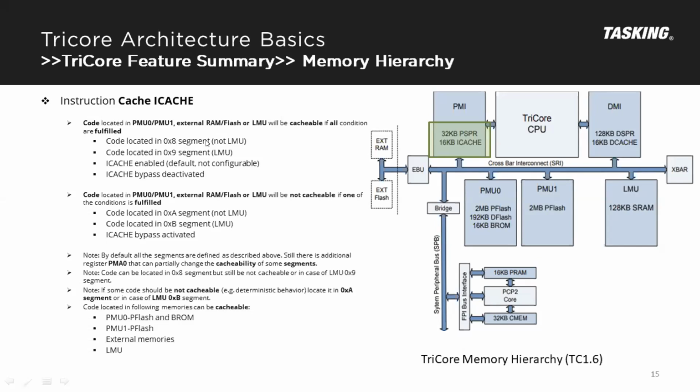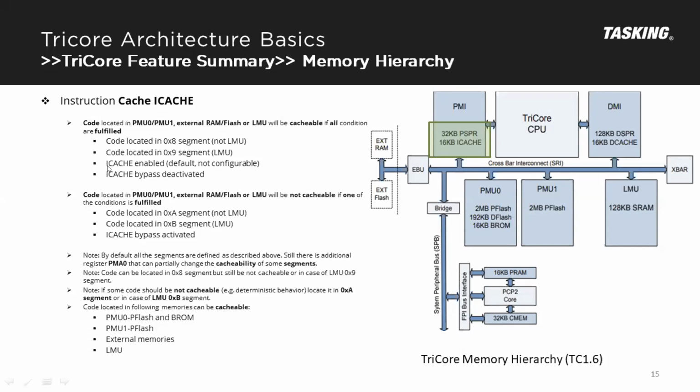A quick idea about the memory: the memory consists of 16 memory segments. Every segment is 256 megabytes. So you have to locate your code inside this memory segment if there is no LMU, and if there is an LMU, you have to locate your code in the 0x9 segment. So this is the segment above the other segment, and you have to enable the instruction cache. By default, it's enabled, but it's not configured. So please take care.